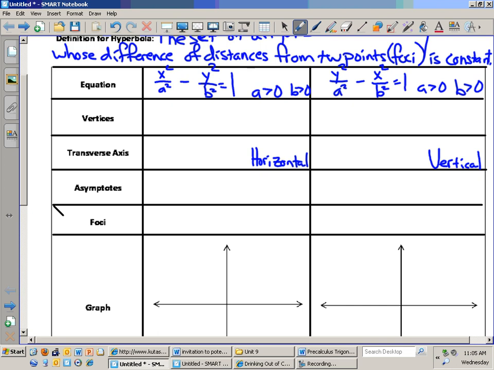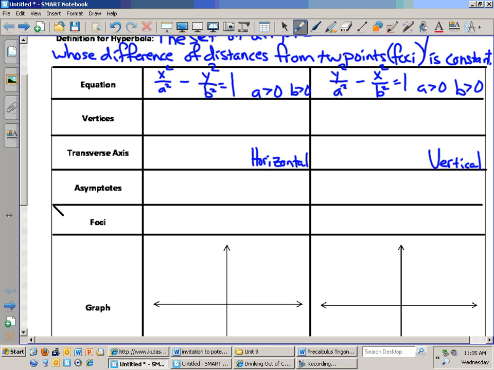So how are they different from ellipses in terms of the equation? A minus as opposed to a plus. Okay, so that's really the disparity. As you notice with ellipses, both the x squared and the y squared were positive. Here, the x squared is positive, the y squared is negative. So you got the y squared is positive, the x squared is negative. So positive and negative really affects this, makes a big difference.